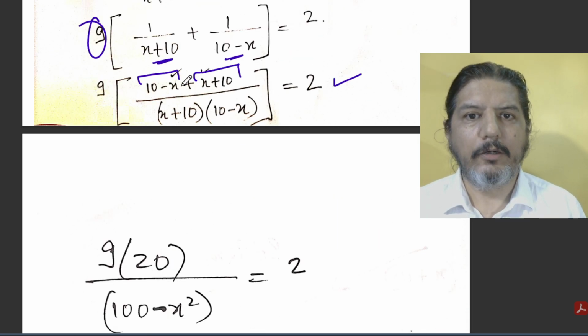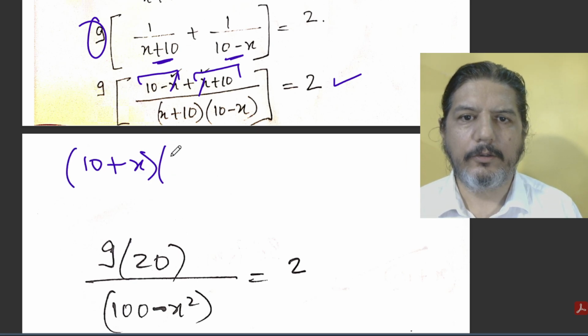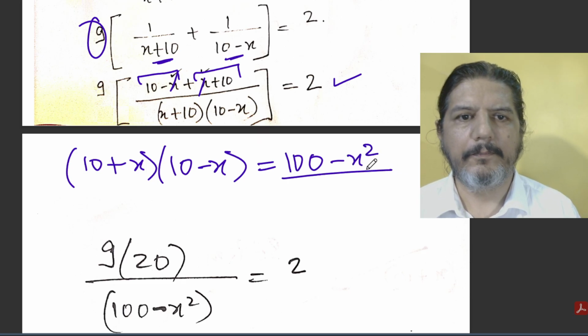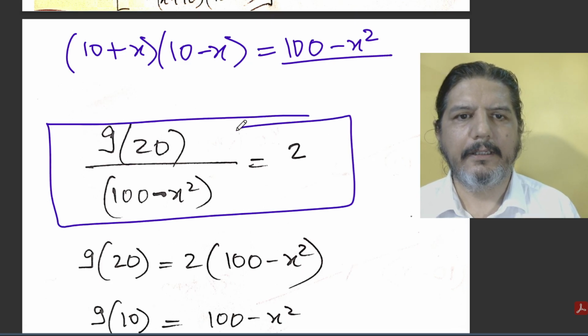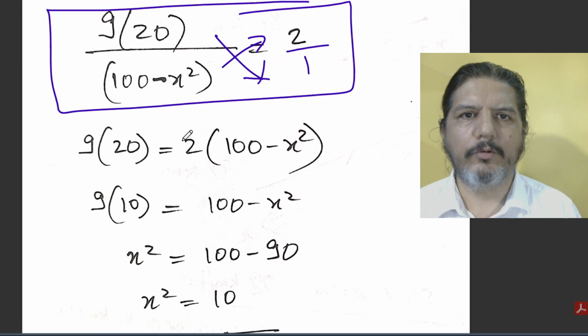So in the numerator now, this x and x cancels. So I have 9 into 20. This would be 10 plus x into 10 minus x. This is a plus b into a minus b, which will be a square minus b square. So 9 into 20 upon 100 minus x square is equal to 2, and this can be assumed to be 2 upon 1. We do cross multiplication. So this is 9 into 20 is equal to 2 into 100 minus x square.